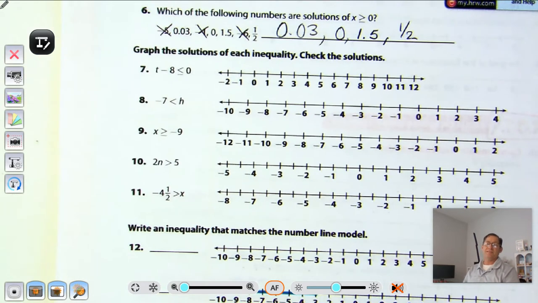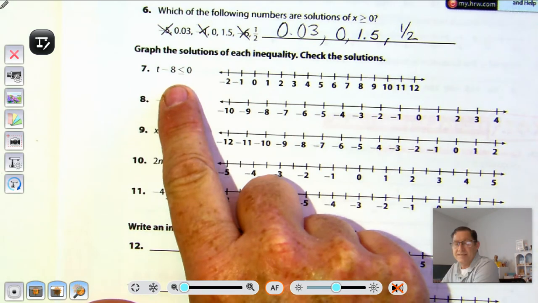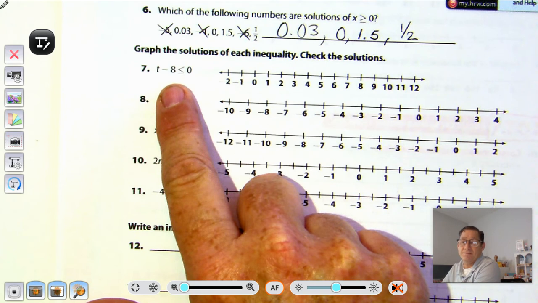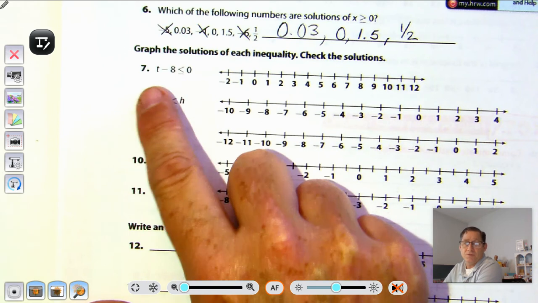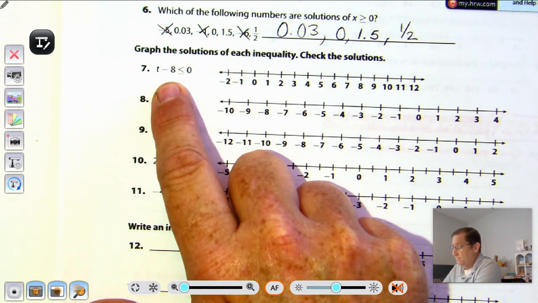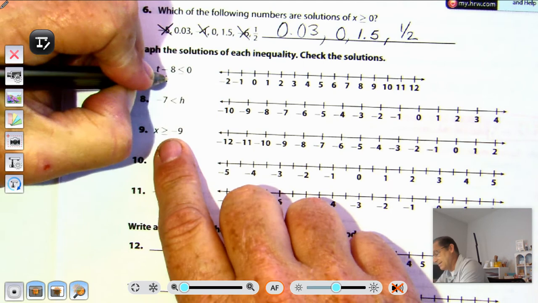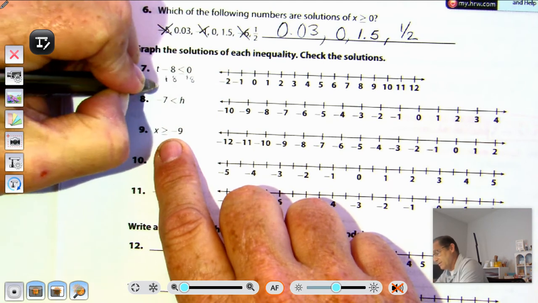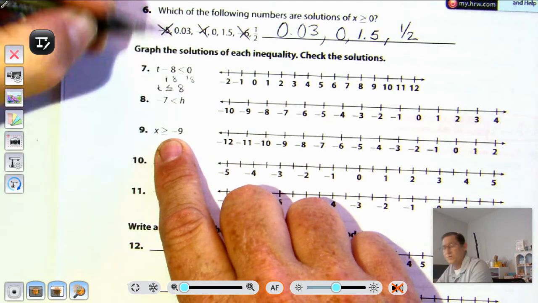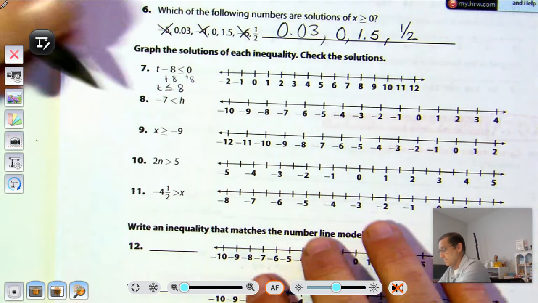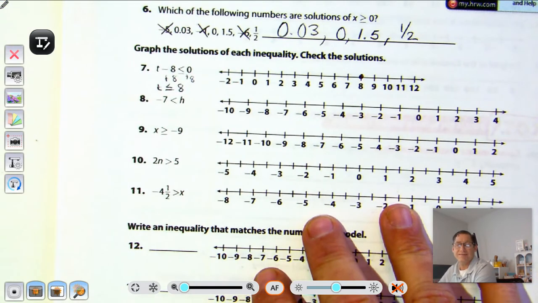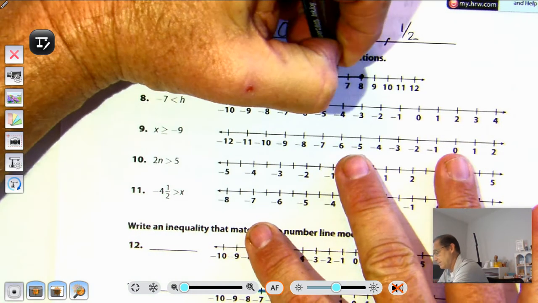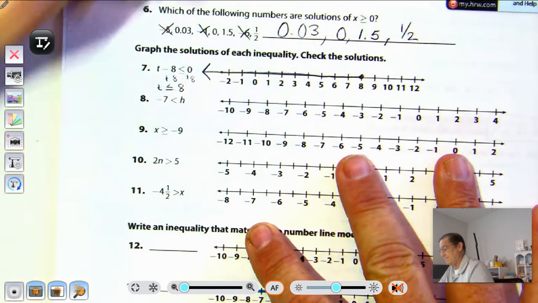All right, graph the solutions to each inequality and check the solutions. t minus 8, so the difference of some number and 8 is less than or equal to 0. So we see here we're subtracting from the variable, so we're going to add 8 to both sides. And so we have to have an answer that's less than or equal to 8. So we can put a solid dot at 8, less than or equal to 8. So we want everything to the left.